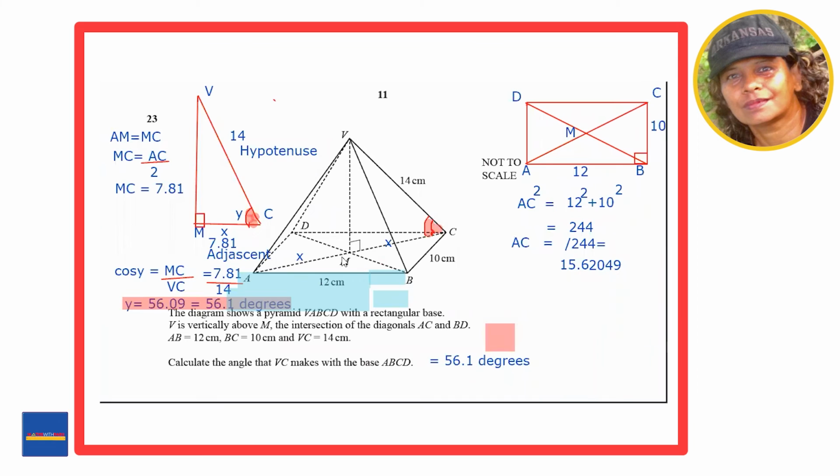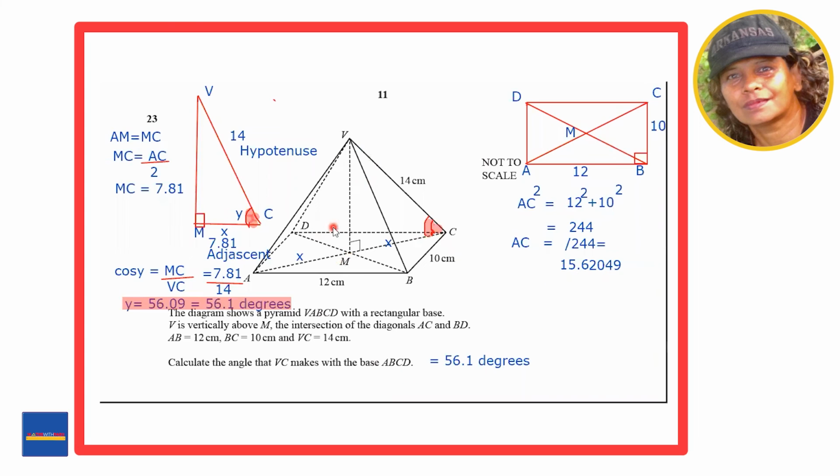Question 23, you have a pyramid with a rectangular base. You have V vertically above the center of the base, the diagonals AC and BD. Calculate the angle that VC makes with the base. So it's a very common question that you'll be asked. Here I've highlighted the angle that it makes with the base. The first thing that we need to know, we don't know VM, and we have VC, so there's a right angle triangle here. So if we can actually find out VM, that would be helpful for us.